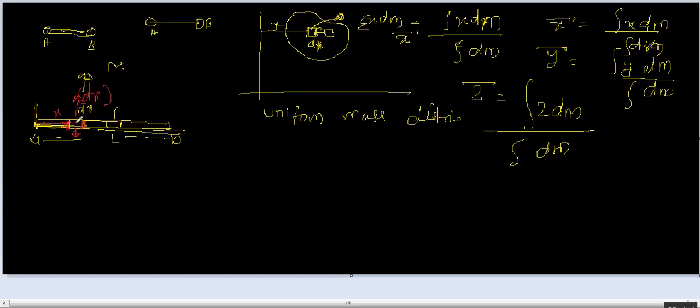I said it has uniform mass distribution, which means equal intervals of length have equal masses. So m by l should be equal to dm by dx. So what is dm? dm equals (m by l) dx.